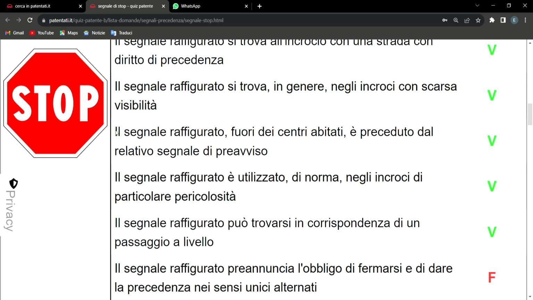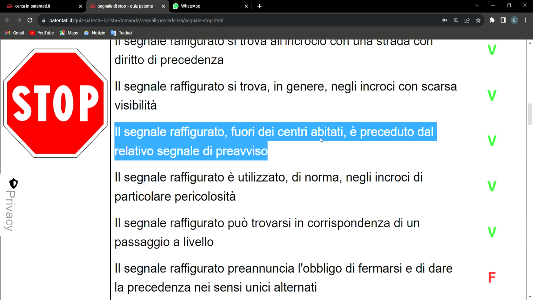And another one again says, il segnale raffigurato fuori dai centri abitati è preceduto da relativo segnale di preavviso. It's simply saying that this very sign that is here, fuori dai centri abitati, is outside town. So some road that is outside the town. In some cases, they may attach some sign of preview. Preview simply means they may say 150 meters away, 100 meters away, before you find this very symbol. Preview simply means ahead. They will inform you ahead. So that is the reason why this one is vero.